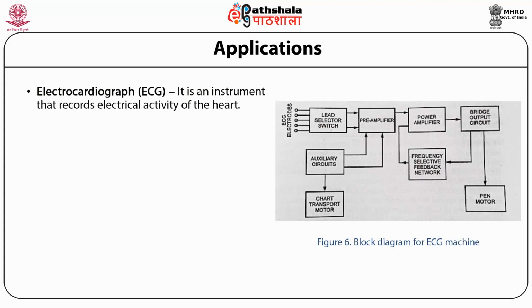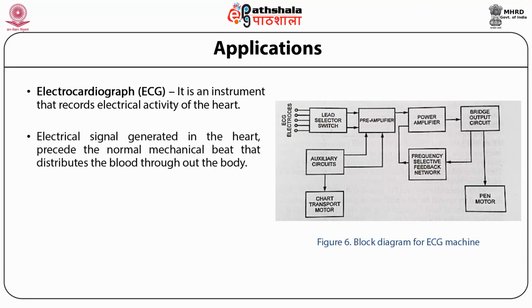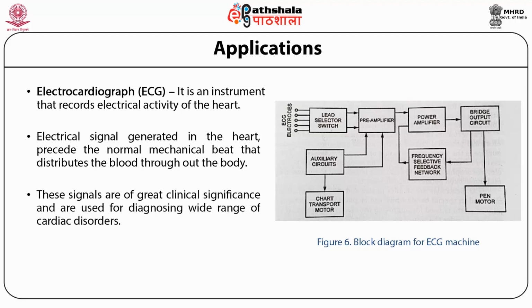Electrocardiograph. It is an instrument that records the electrical activity of the heart. The electrical signal generated in the heart precedes the normal mechanical beat that distributes the blood throughout the body. These signals are of great clinical significance and are used for diagnosing a wide range of cardiac disorders. The block diagram of the ECG machine is illustrated in figure 6.